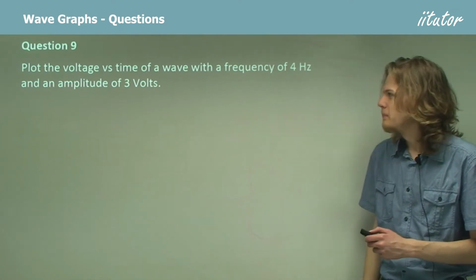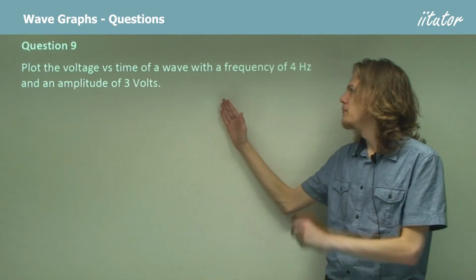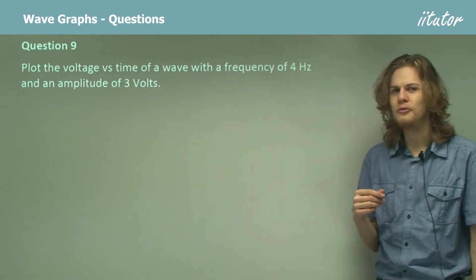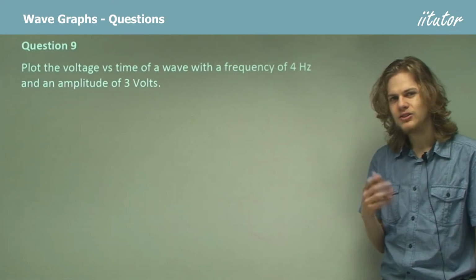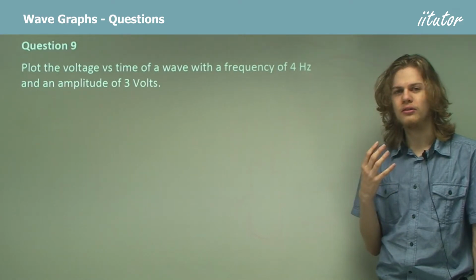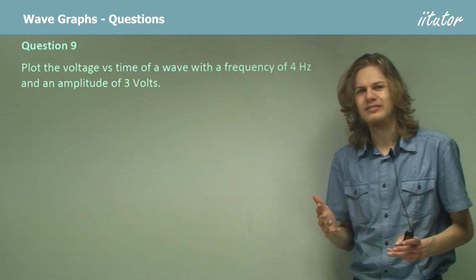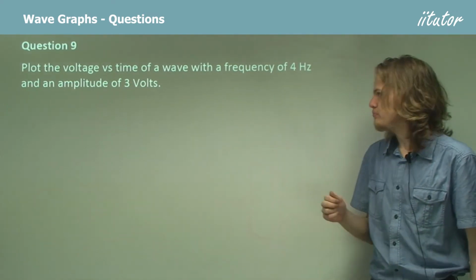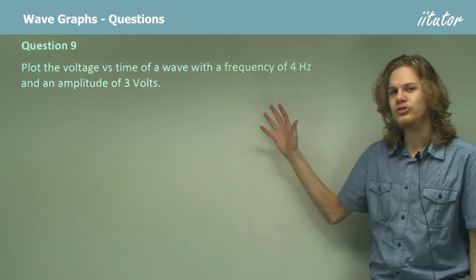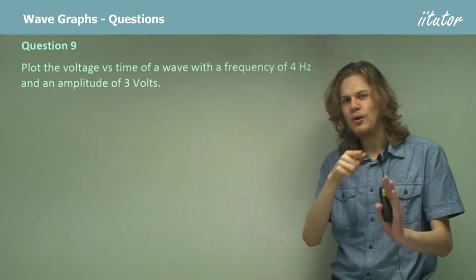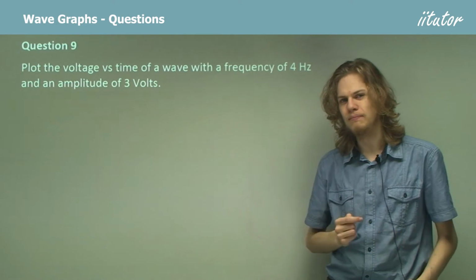Question 9. Plot the voltage against time of a wave with a frequency of 4 Hz and an amplitude of 3 volts. So in this case, we're measuring the amplitude not in centimeters, but in volts, which doesn't actually make anything that much harder, don't worry. Now we're plotting the voltage versus time, which means that we look at a fixed point of the wave and show how it varies up and down over time.